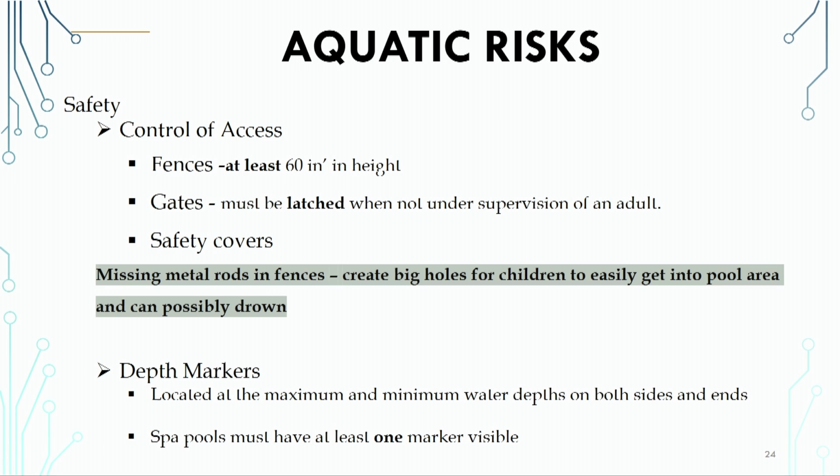And also, when we're talking about fencing, along with the gates, missing metal rods and fences could create holes for children to easily get into a pool area and can possibly drown, especially if they're just running around outside without adult supervision. So you want to make sure you're protected. Even if you think that gap's not big enough to fit in it, you'd be surprised what kids can do. Anything that's worth debating in your head, you need to make sure it's closed and tight to where they can't get in.